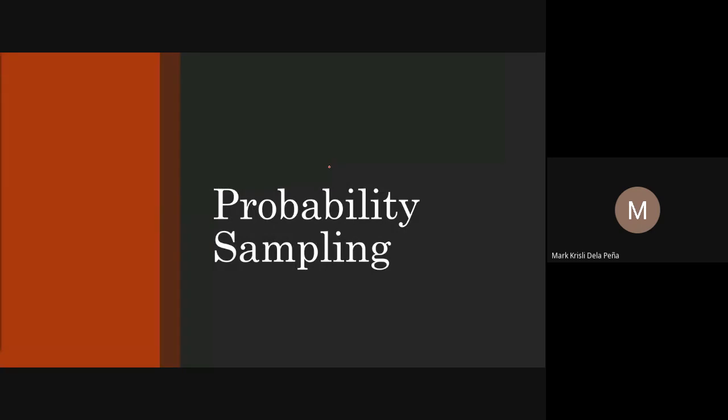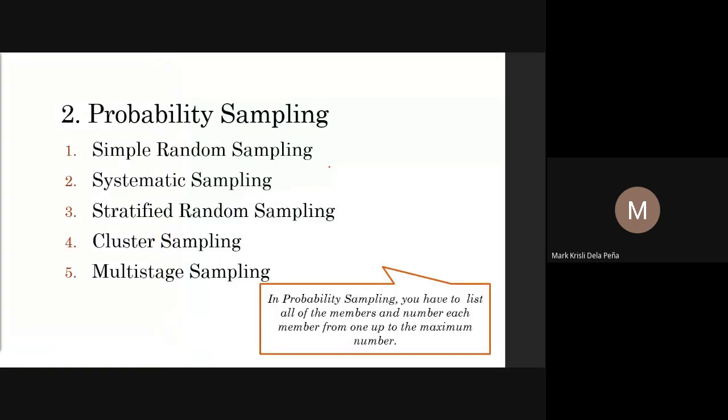Now we also have probability sampling. Here in this topic, I will be presenting five. Please be reminded that these are just some of the sampling techniques. I have presented three for non-probabilistic and five for probabilistic sampling, which include simple random sampling, systematic sampling, stratified random sampling, cluster sampling, and multi-stage sampling. In the next video, we will be discussing these different sampling techniques one by one.